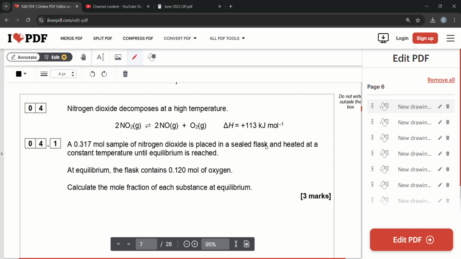Nitrogen dioxide decomposes at high temperature: 2NO2 gas gives 2NO plus O2. Delta H is plus 113 kilojoules per mole to the power minus 1.